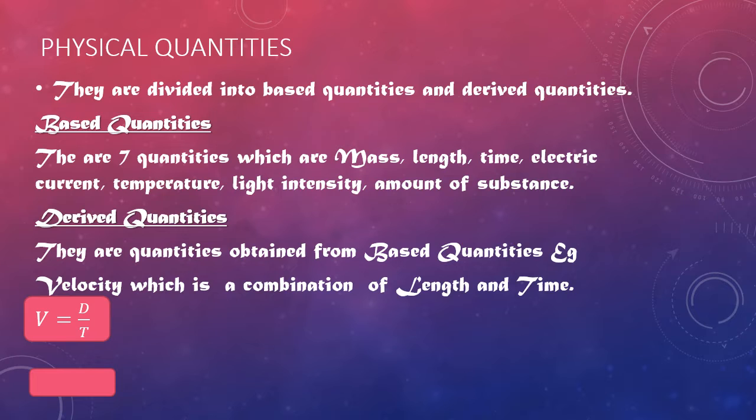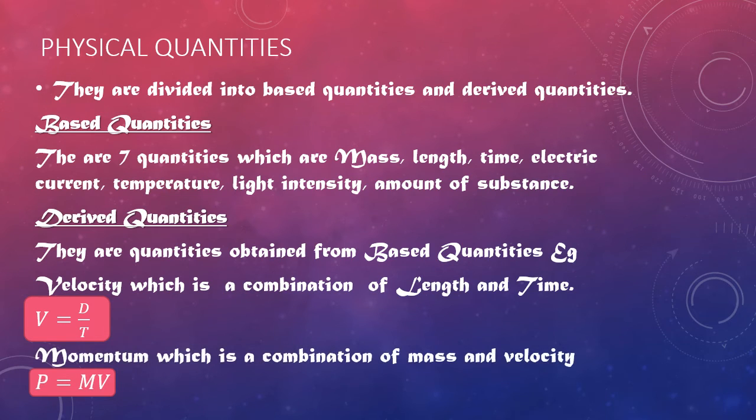Now, we know velocity is equal to distance over time, and this is simply telling us that the unit is meters per second. We'll get into it when we go further. Now for momentum, which is a combination of mass and velocity, represented as p equals mv, which is called a derived quantity.